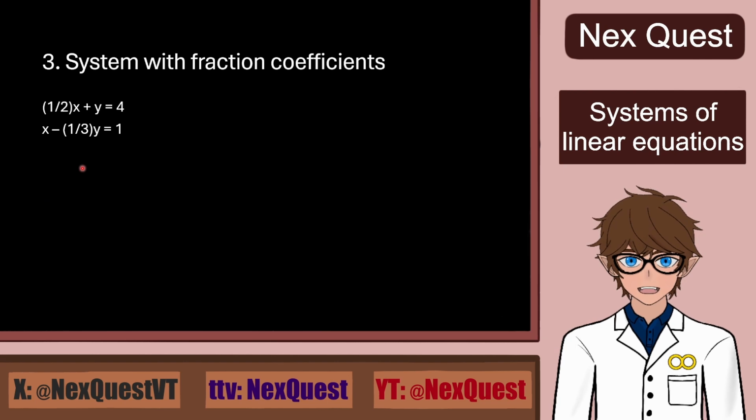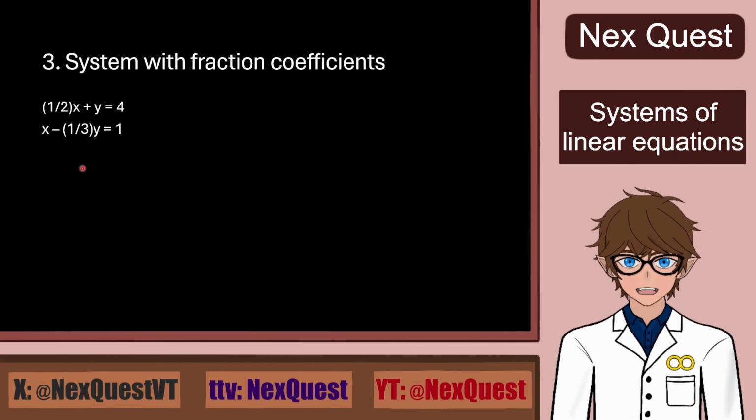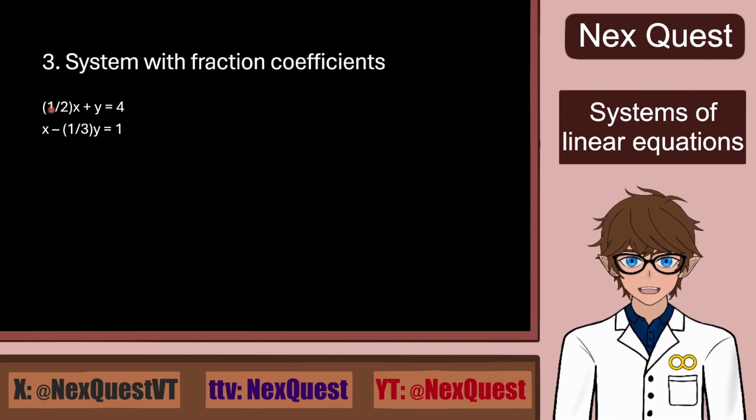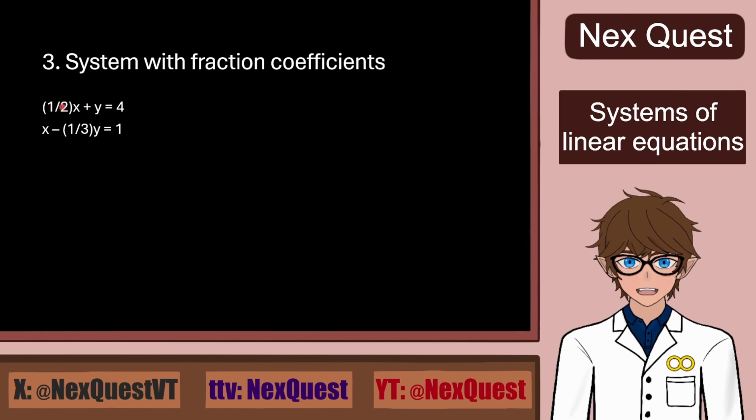Now we have a system with fraction coefficients. Now this isn't in any way harder than other systems, the coefficients are just fractions. So instead of having to multiply by 2 to get 2x and 2y, with the elimination method of course, here we just multiply to get a whole number, so we don't have the fraction in front of it.